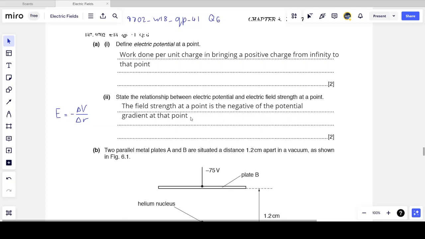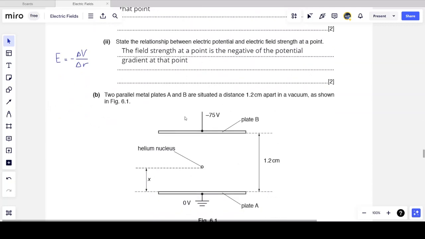And so if I have a graph of V against R, and I find the gradient of that graph at any point, guess what I get? I get the electric field strength at that point. So it's good. I can go from one graph to the other very quickly if I need information of one quantity that I'm not sure of.